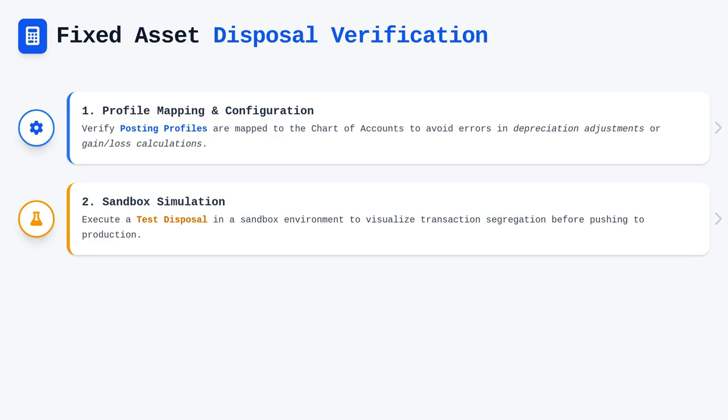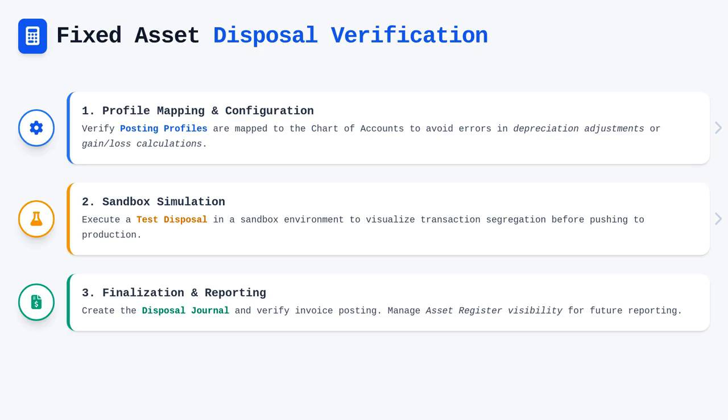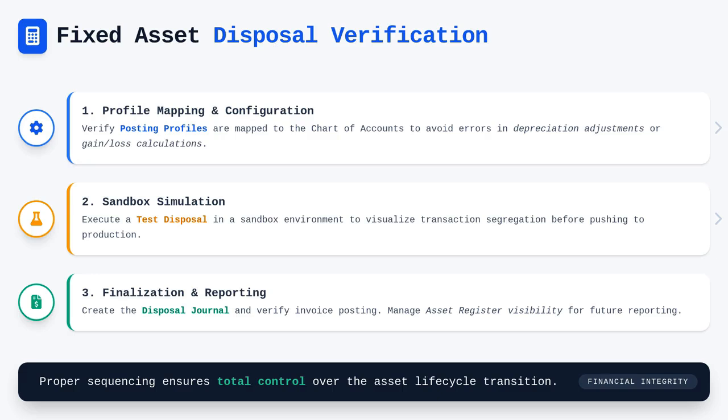The system allows for parameter adjustments, such as including or excluding the asset from the fixed asset register, which impacts whether the asset remains visible in future reporting. By properly sequencing these steps, configuring the parameters, creating the disposal journal, and verifying the invoice posting, you gain total control over the asset lifecycle transition.